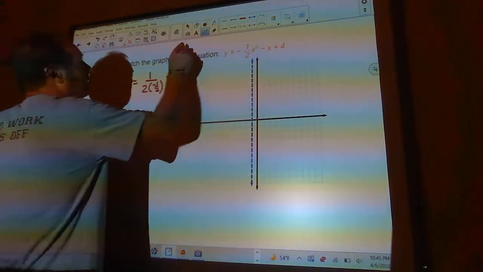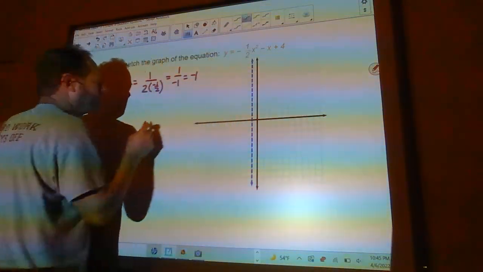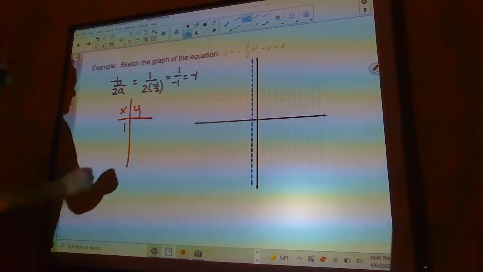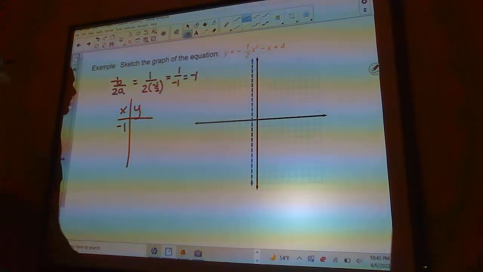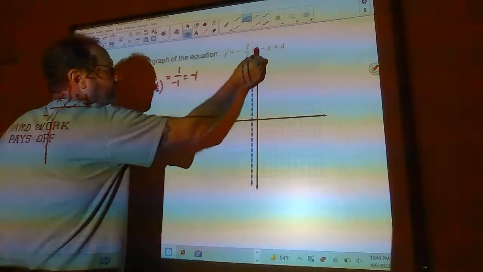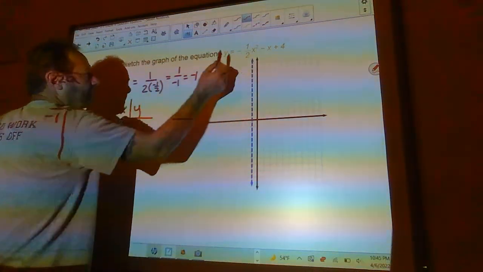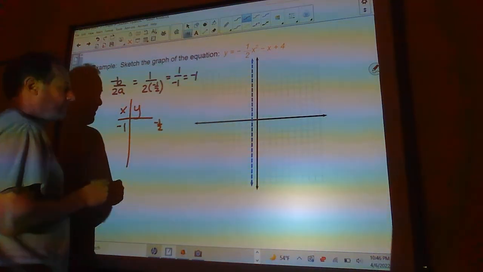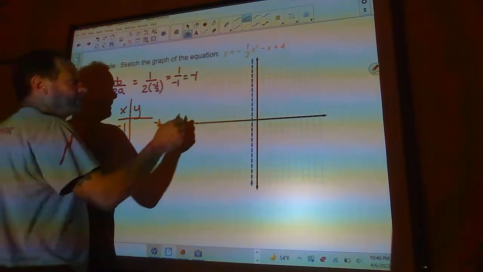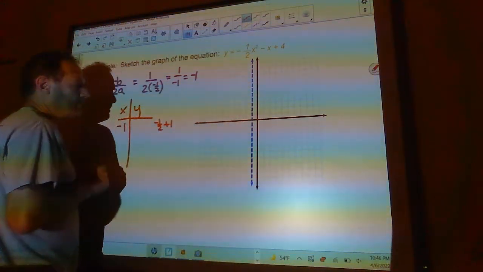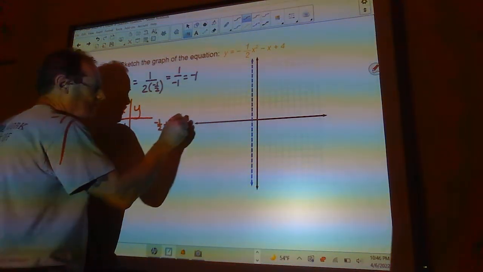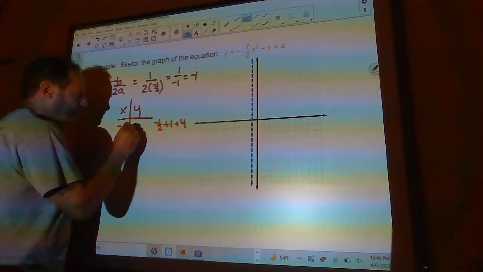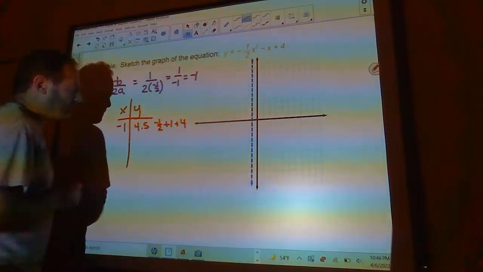Now I'm going to make my table. And I'm going to start out with, I'm sorry, negative 1. Okay, so I plug this in here. Negative 1 squared is 1 times negative 1/2. That's going to be negative 1/2 minus negative 1. That's going to be plus 1 plus 4. So this is going to be 4.5. Okay, 4.5.